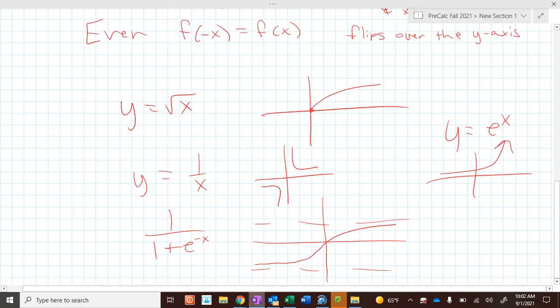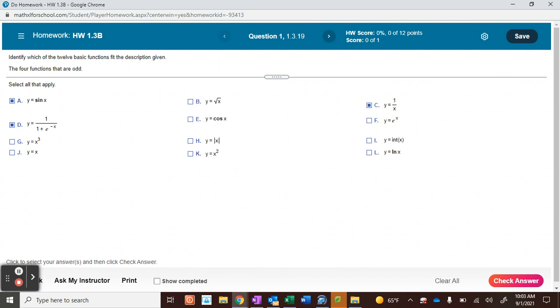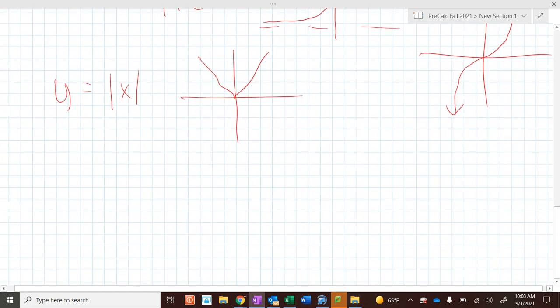Okay? X cubed. What does x cubed look like? It looks like this, crosses like this, and looks like this. Is that even or odd? Yeah, that's what? Odd. You flip and you flip, it's an odd function. Okay? The absolute value of x looks like that. Is that even or odd? That's an even function. Okay?